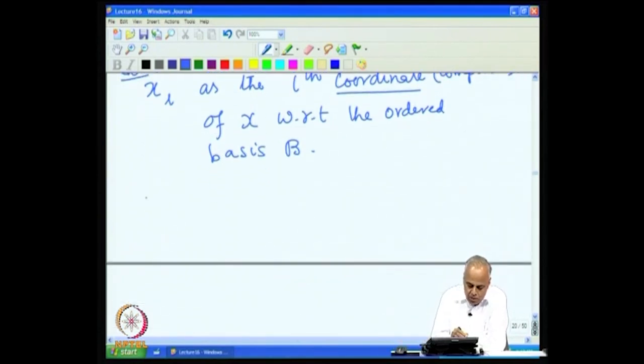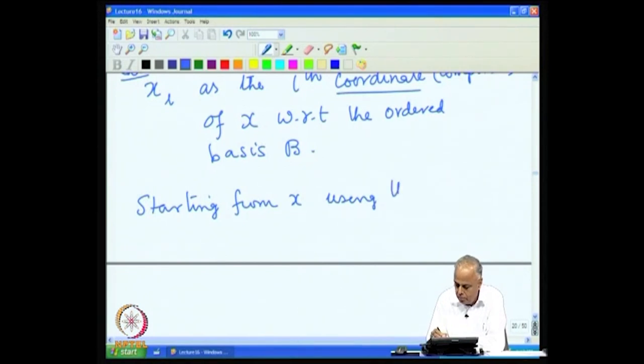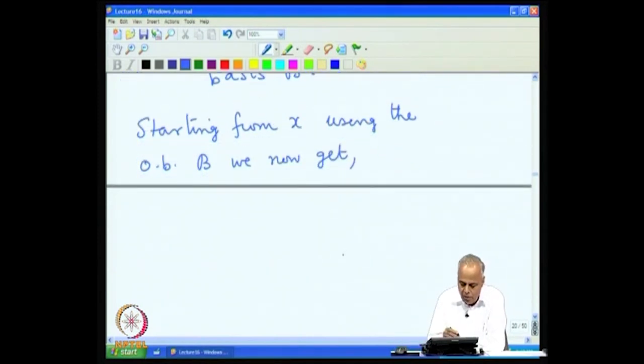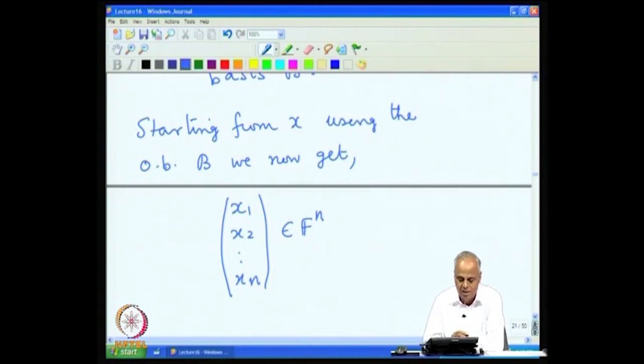So, now therefore, starting from x, using the ordered basis B, we now get these n scalars, which I am going to write as x1, x2, xn as a column matrix, and this is obviously in Fn. We started from x, so x has something to do with this, and we use the basis B, so B has something to do with this, so we denote it by xB.